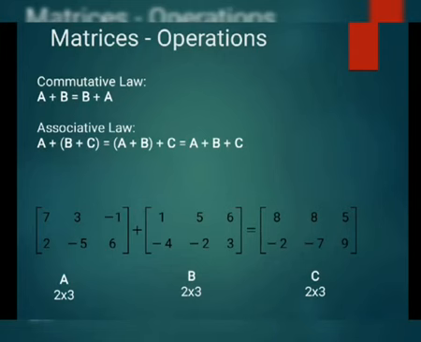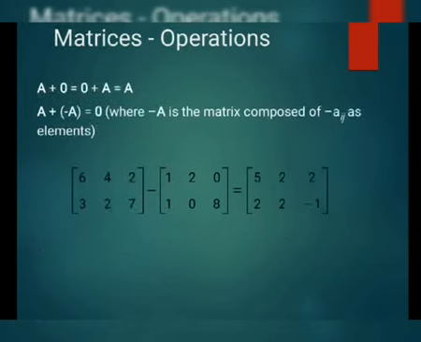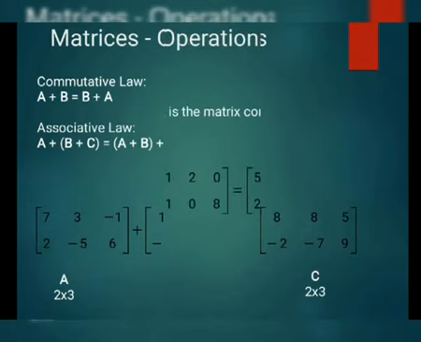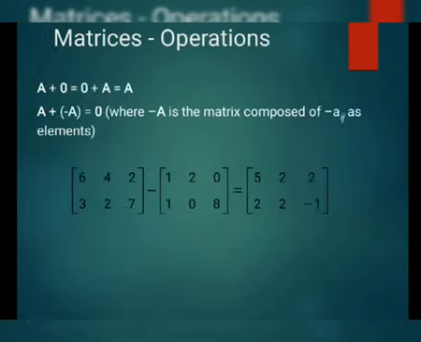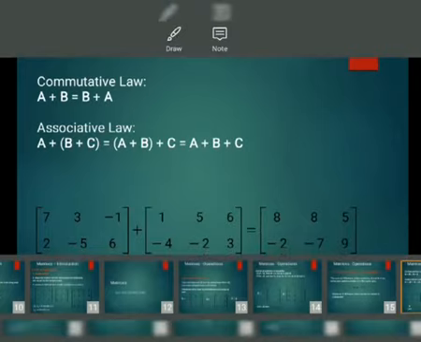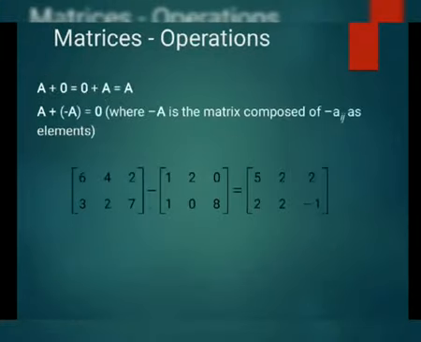Now, look at this example. These are the three matrices: A matrix, B matrix and C matrix. All the matrices have the same order, that is 2 into 3. In the first matrix, whenever we have to add A matrix and B matrix, if we add 7 plus 1, the corresponding result is 8. Similarly, 3 plus 5 is equal to 8, minus 1 plus 6 is equal to 5.